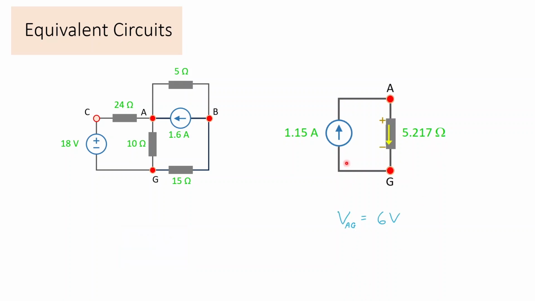And at this point, I can see I have a single current loop, and the current goes from A to G through the resistance, so the volts goes down, and that volts would be the product of the 1.15 amps and the 5.217 ohms, and that's 6 volts. So node A is 6 volts higher than node G.